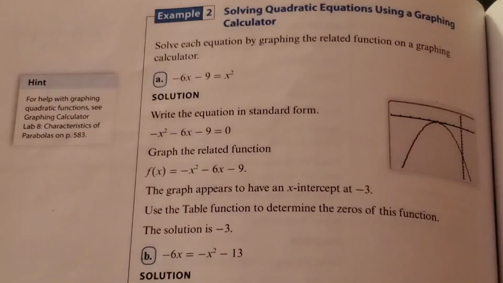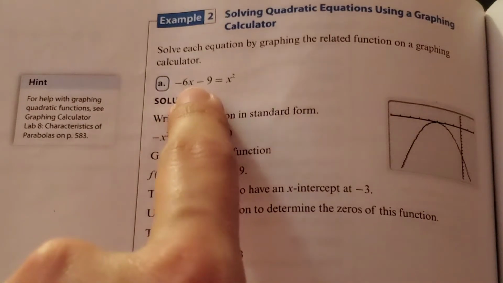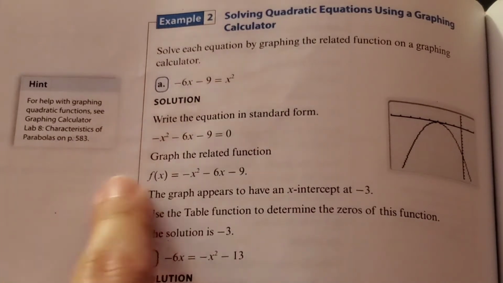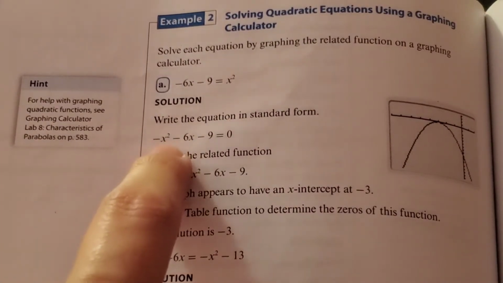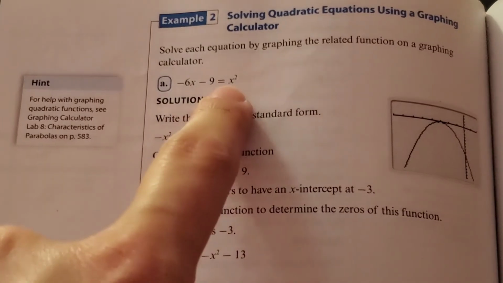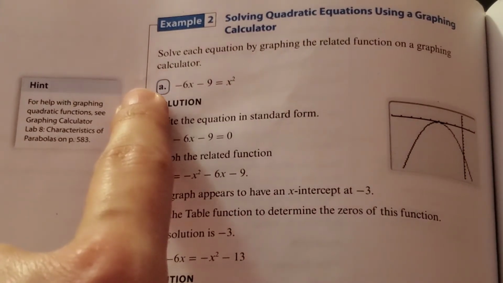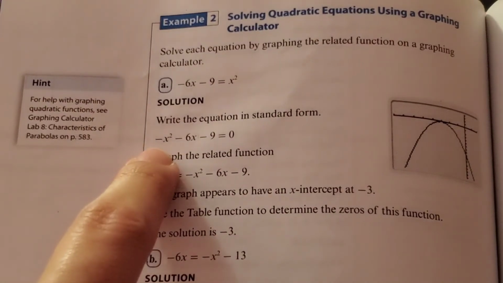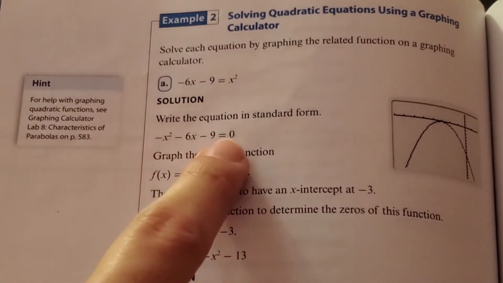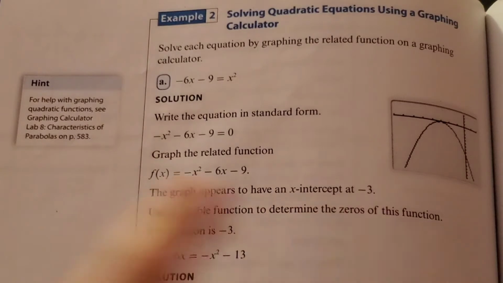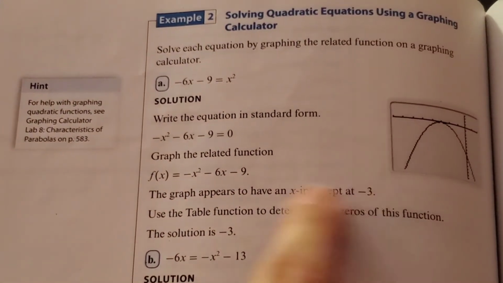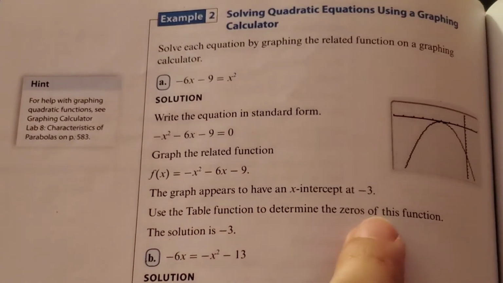Okay, then, for the second example, the first one, it says negative 6x minus 9 equals x squared, all right? And so they say rewrite the function so that you can actually put it on the calculator. So it's going to be move the x squared over to the other side. So you have to subtract the x squared. And so that's why it becomes negative x squared minus 6x minus 9 equals 0, okay? And then you graph the function, and then it says the graph appears to have an intercept at negative 3. Use a table function to determine the zeros.